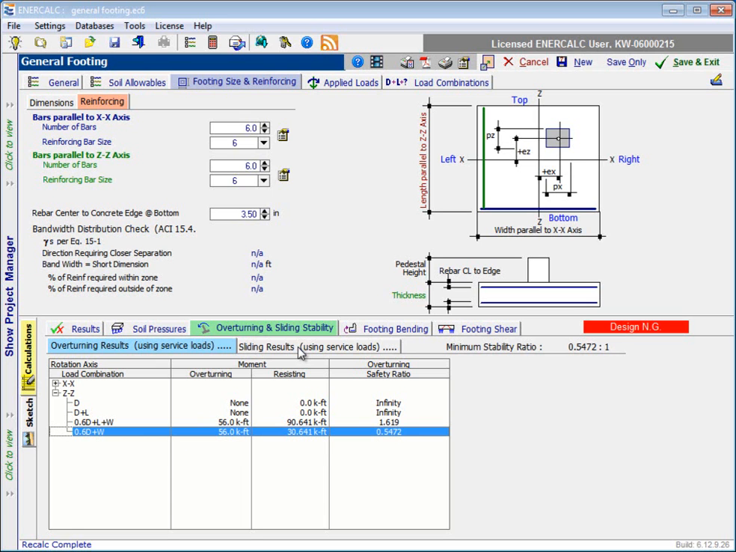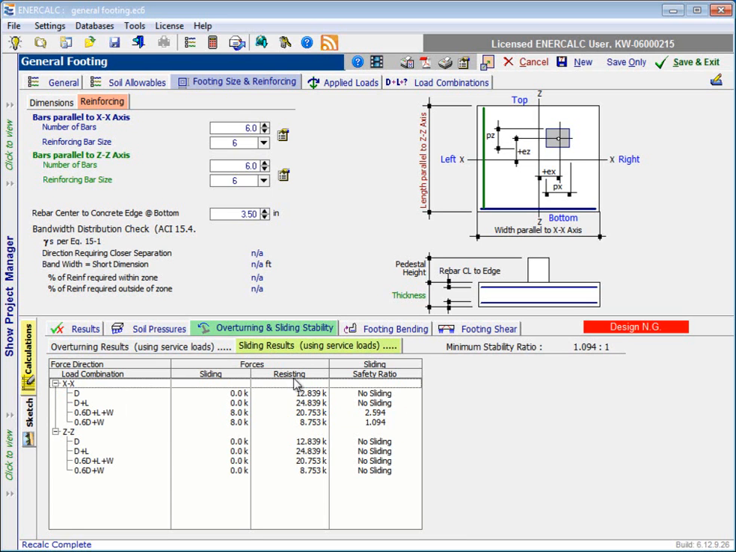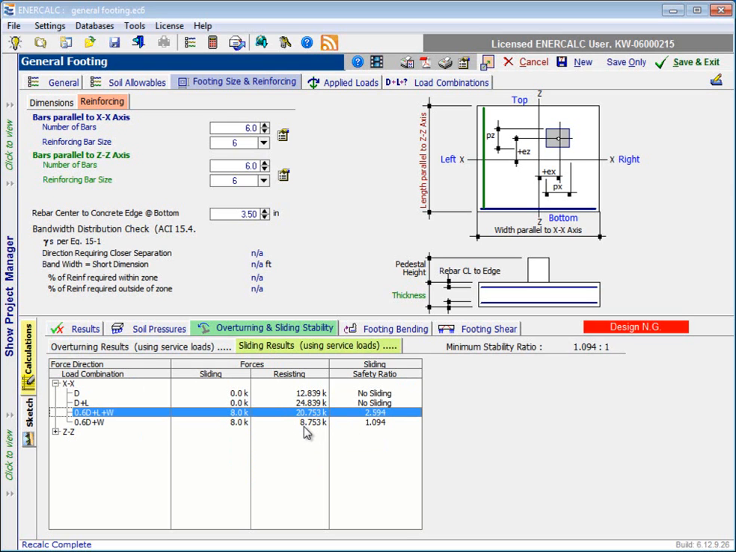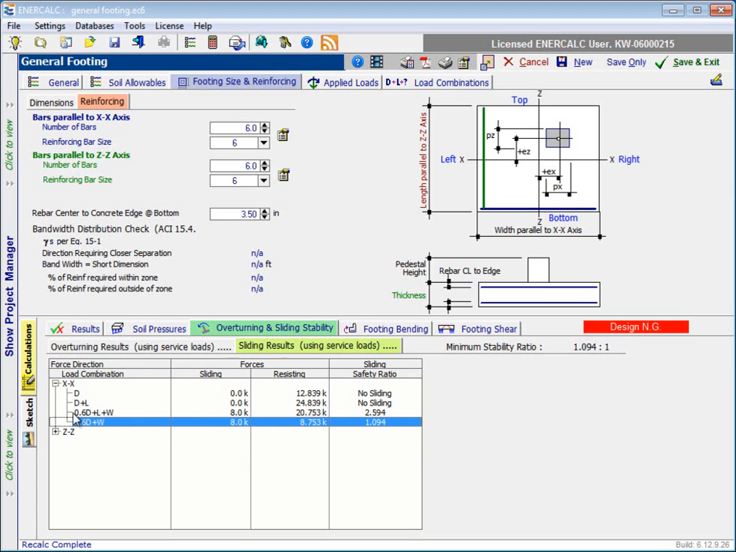If we move over to the sliding results tab, here it makes sense that we won't have anything of interest when we look at sliding in the force direction of the z-axis because we didn't provide any forces to create sliding in the z-axis, but we do have some non-zero values of interest here for sliding parallel to the x-axis. So again, we see an indication of the sliding force, the resisting force, and then a calculated ratio as well.